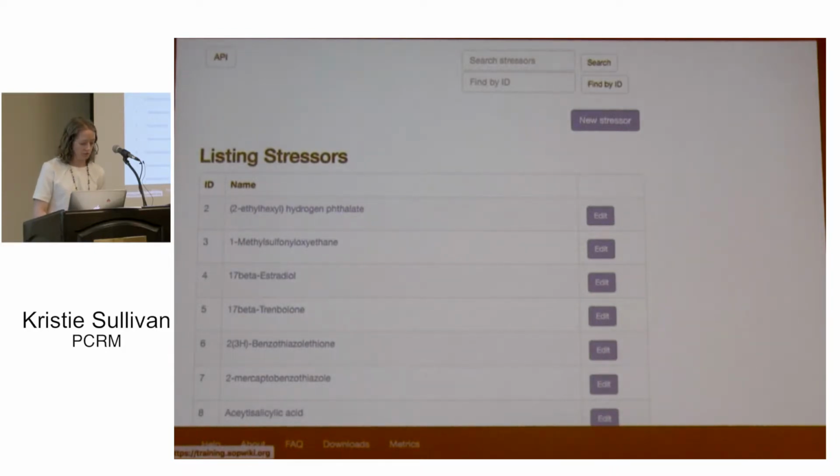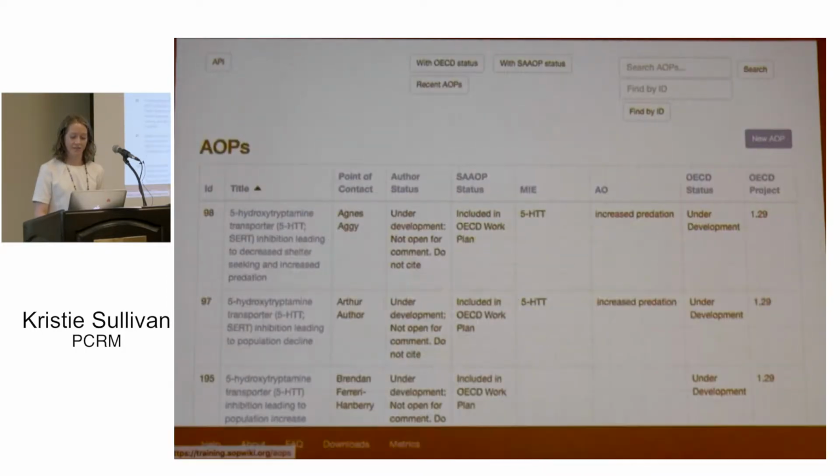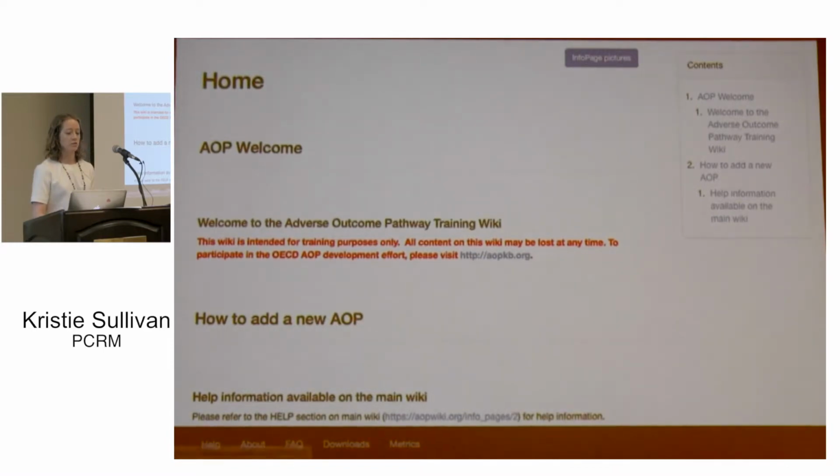So now that you have seen that, we're going to go ahead and create an AOP. The first thing to note is that, as it says at the beginning of this training AOP, you want to make sure you're in the training AOP Wiki, because that's a place where you can get comfortable with entering information. Maybe you make a mistake and you need to start over, that's okay. But note that information may be lost at any time. It may get too full and we have to delete everything. So just keep that in mind. This is not a place to build your AOP, it's a place to practice.